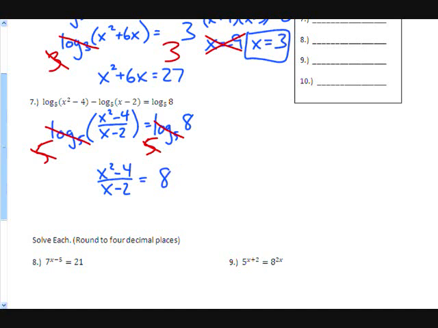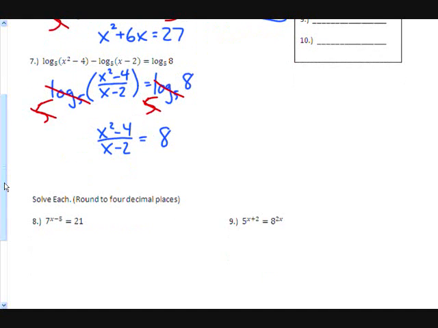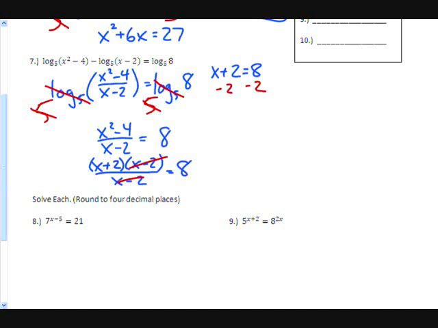And now from here, there's a couple ways I can solve this. Here's the easiest way. If you notice this, x squared minus 4 is a difference of squares. That factors into x plus 2, x minus 2. And what happens with the x minus 2s is they cancel out. So essentially, I'm left with x plus 2 equals 8. I subtract the 2 from each side, and I find out that x equals 6.